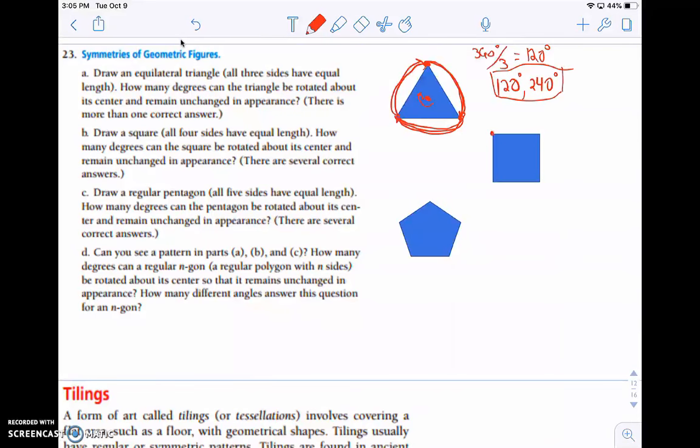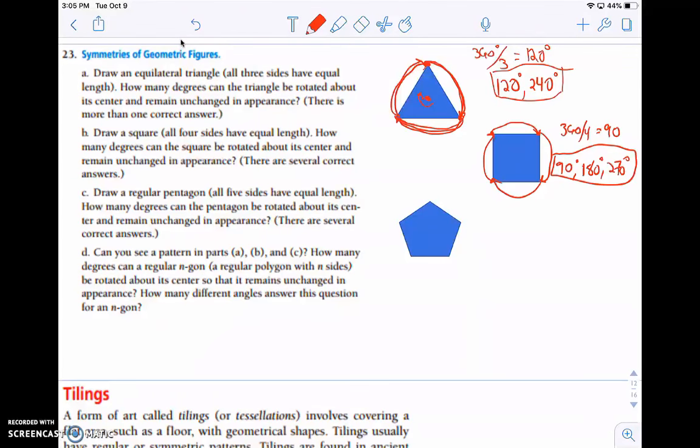Same thing with the square. You could rotate here. There's once, twice, and 3 different times, so 3 different ways, and then your full circle will take you back. In this case we'd take 360 and divide it by the 4 corners, which is 90 degrees. So this one occurs at 90 degrees, 180 degrees, and 270, and then you'll be back to 360. So there are 3 different possibilities on this one.